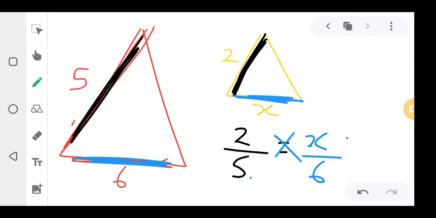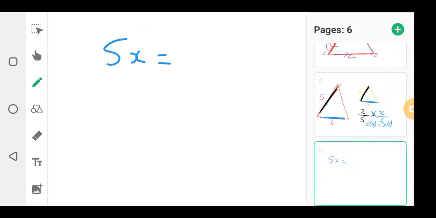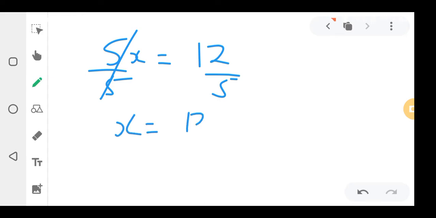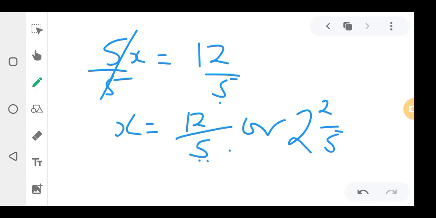So you say 5 times x, 5 open bracket x closed, is equal to 2 times 6, 2 open bracket 6 closed. 5 times x is 5x is equal to 2 times 6, which is 12. You divide by 5 on both sides. X is equal to 12 over 5, or 5 into 12 goes 2 remainder 2, so 2 and 2 over 5. The dimensions are in centimeters.